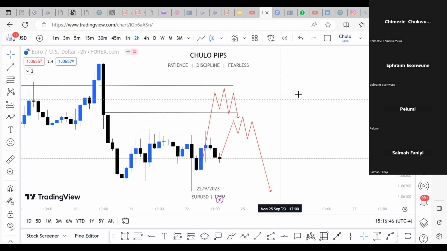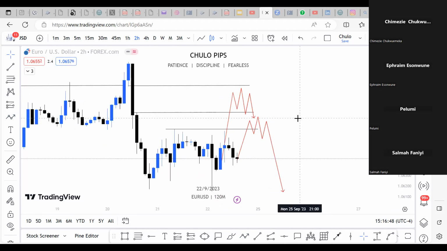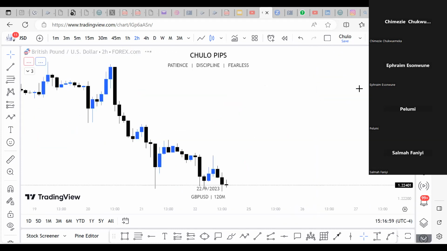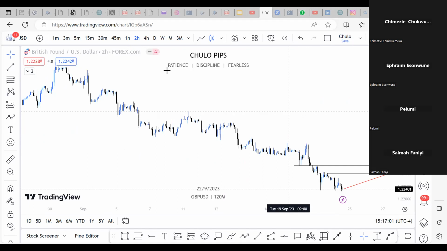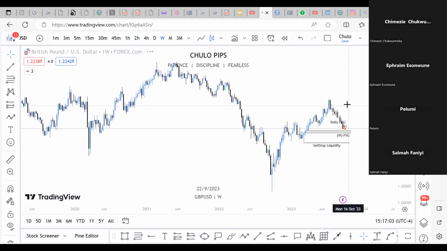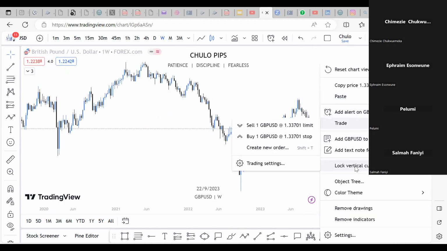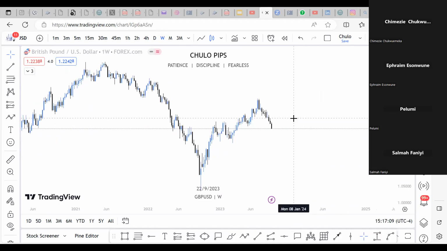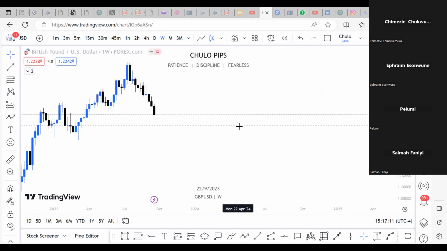So this is what I'm expecting to happen on EURUSD this week. Now let's move to GBPUSD and see what we have on GBPUSD. I have to delete all this and start from the weekly.